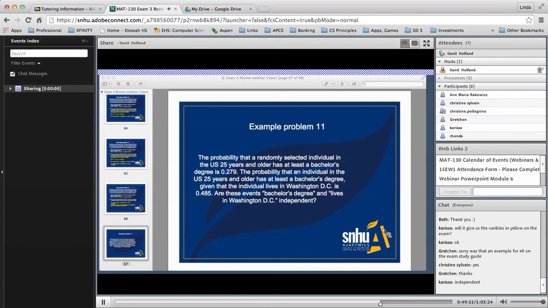Like if I tell you it's a 30% chance of raining, but then I give you this new information, oh, by the way, it's Tuesday. If they're independent, you say, so what? That doesn't change the probability. Here, we have a probability changing. Right? If I just say, I pick a person, the probability they have a bachelor's degree is 0.279. But then if I introduce new information, oh, this person lives in Washington, D.C., boom, that probability that the person has a bachelor's degree just shot up to 0.485, right?